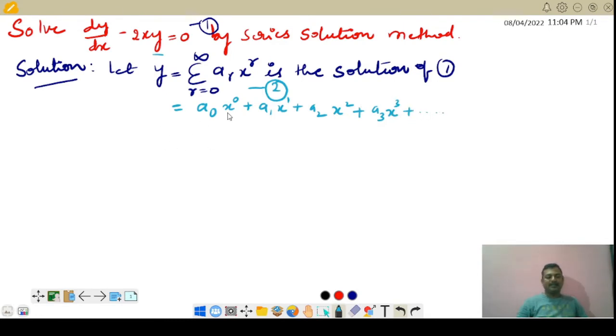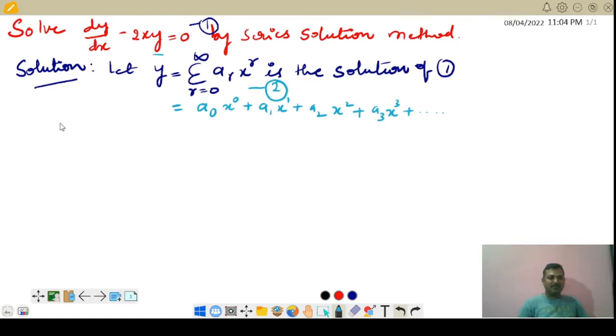So what do we have to do here, student? Finally we are going to substitute a0, a1, a2, a3 in this equation. So for that it is necessary to find a1, a2, a3 in terms of a0, especially whenever you have a first order equation. If it is a second order equation, we are going to find a2, a3, a4, a5, and so on, all in terms of a0 and a1.